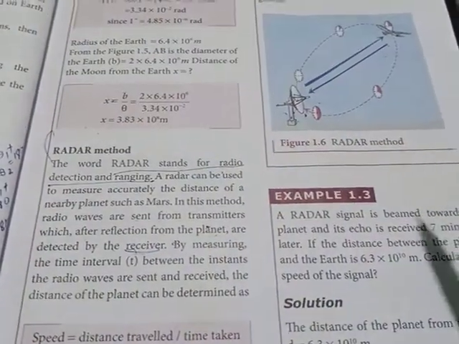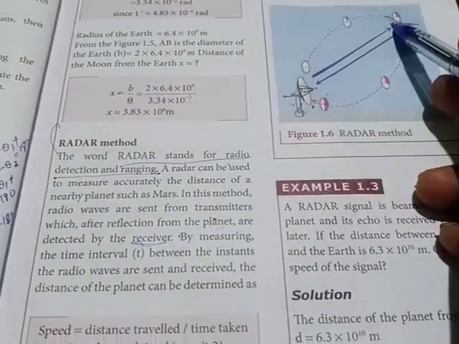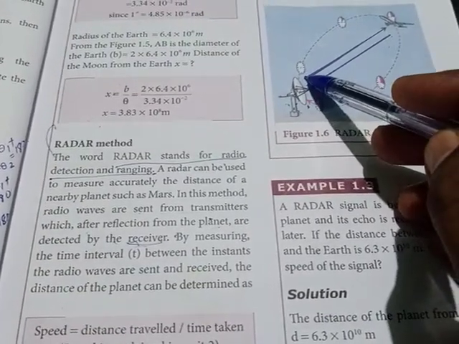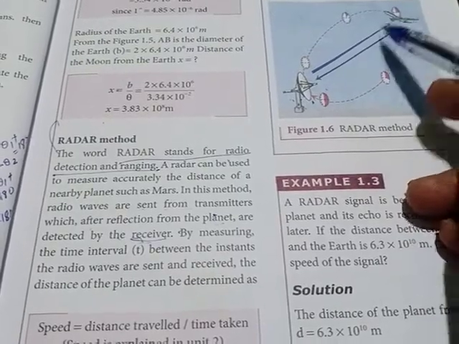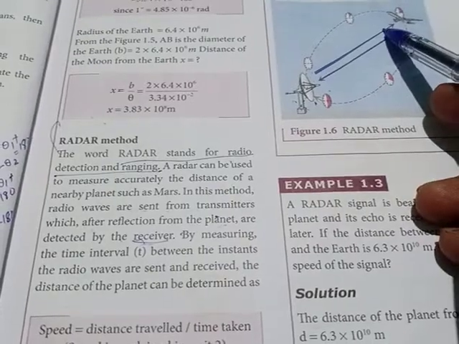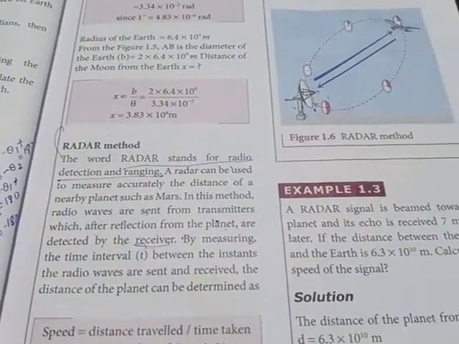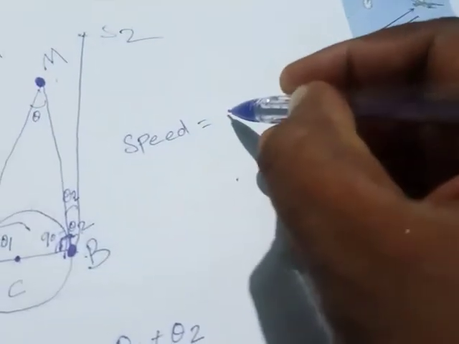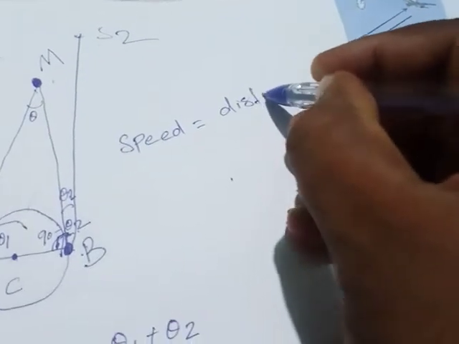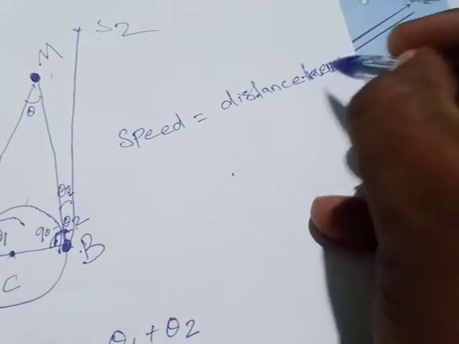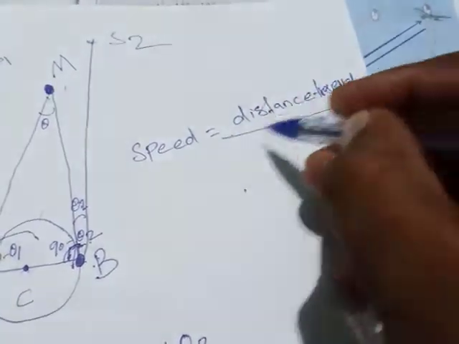Now, they are measuring the time interval, how much time is taken for these radio waves to move from this transmitter to here, and again come back to the receiver. So the total time is calculated. Then they are using the formula. We know the basic formula, speed is equal to distance traveled by time taken.